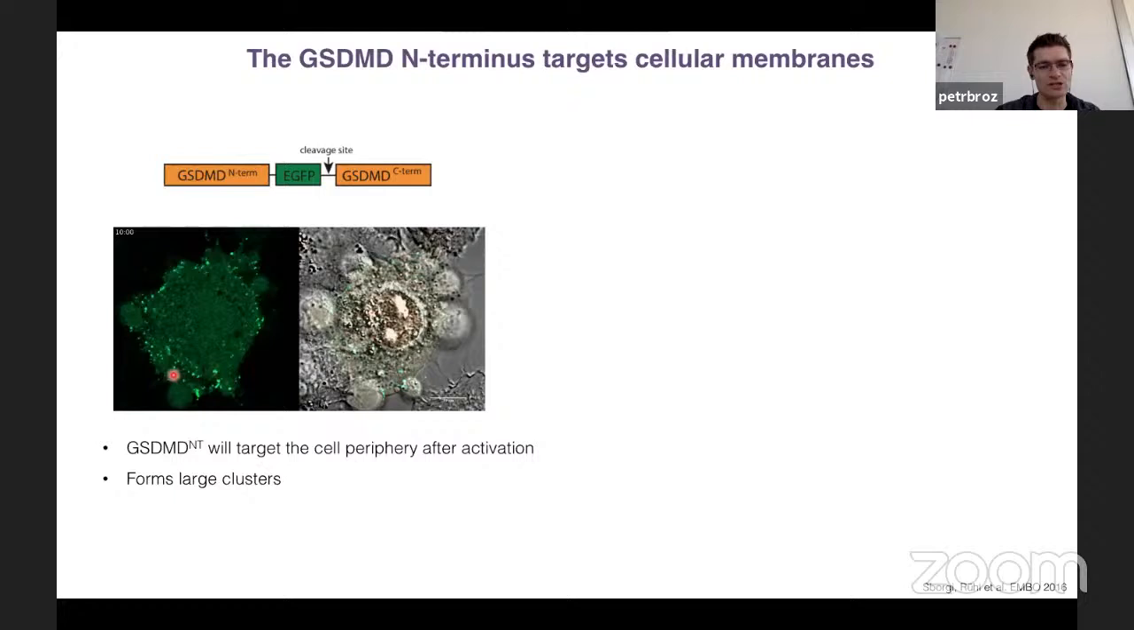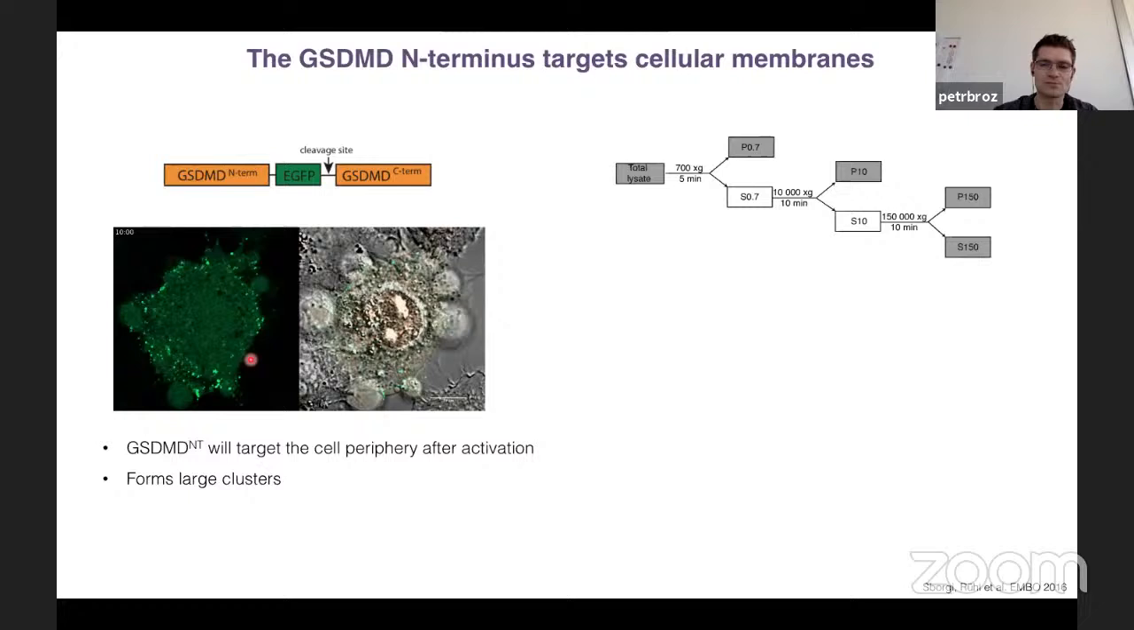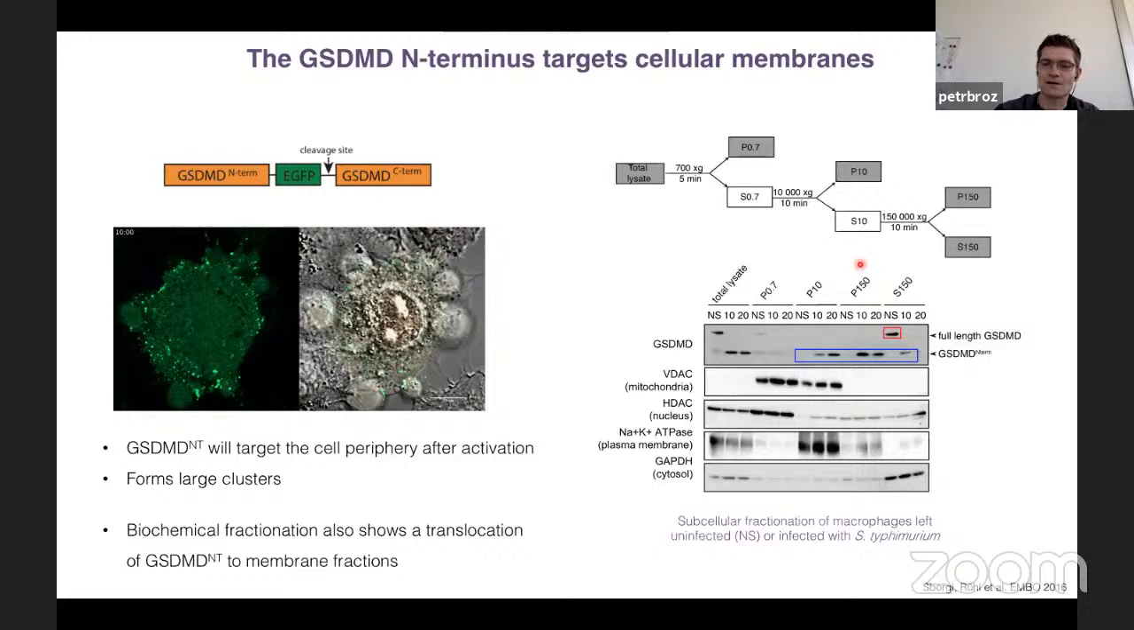Another finding is also supported by basic biochemical data. If you do a fractionation of cells undergoing pyroptosis and ask in which fraction you get the gasdermin D protein, you can see that gasdermin D is initially in the soluble fraction, the S150 fraction, in non-treated cells. Once you infect with Salmonella, which will activate the inflammasome, at 10 or 20 minutes, the protein is cleaved. So now we detect only the cleaved form, and now it translocates into the P150 and P10 fractions. These are basically the plasma membrane fraction and the mitochondrial fraction.